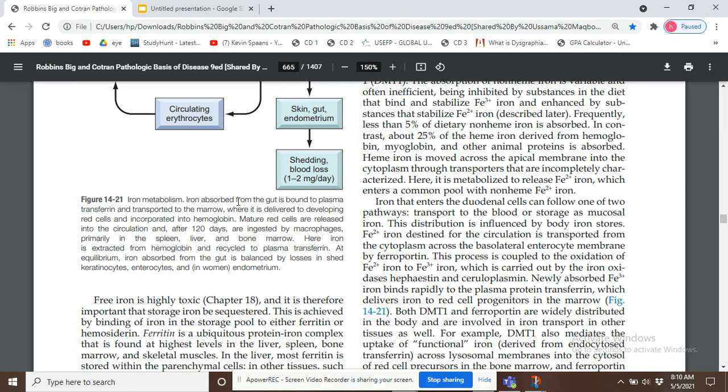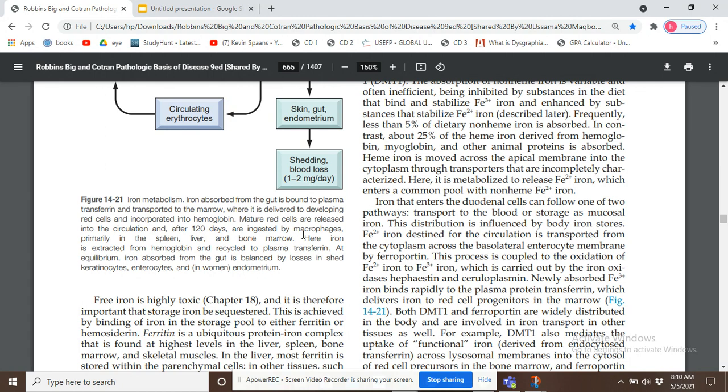Iron metabolism: iron absorbed from the gut is bound to the plasma transferrin and transported to the marrow, where it is delivered to developing red cells and incorporated into hemoglobin. Mature red cells are released into the circulation, and we know that the life of RBCs is 120 days. After 120 days, RBCs undergo degradation.